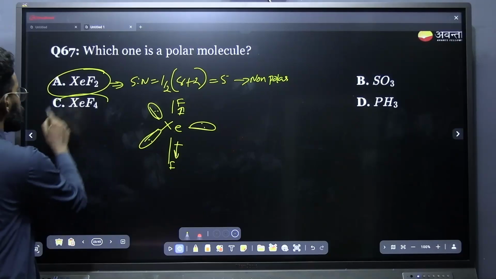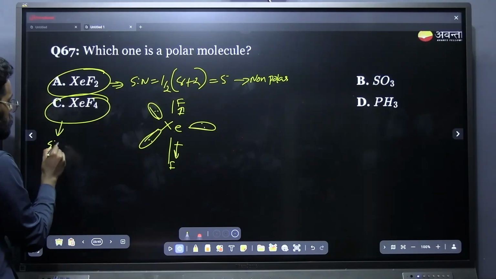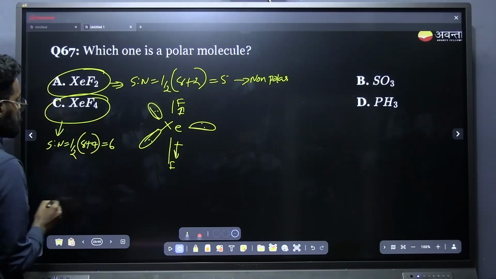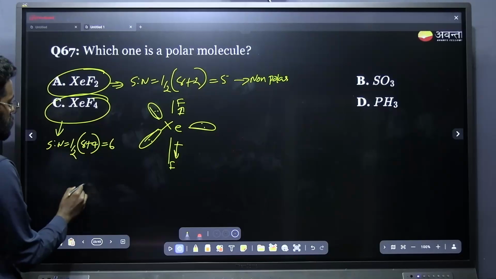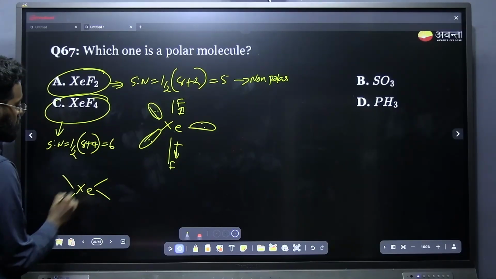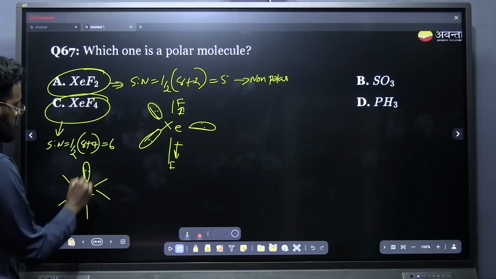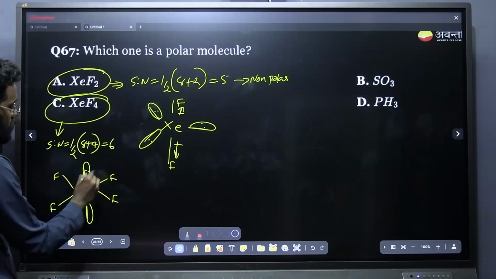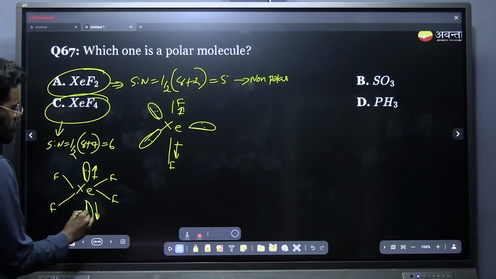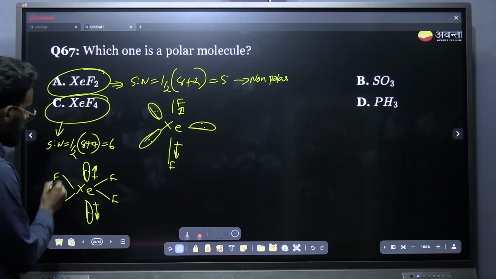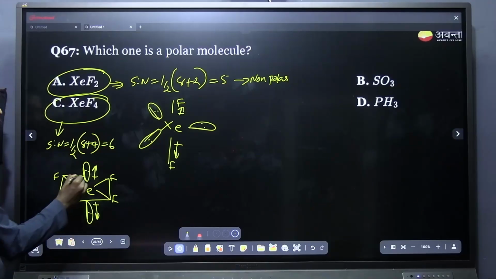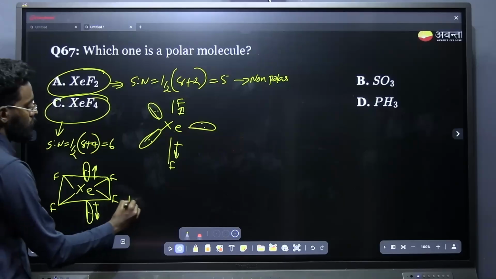What about XeF4? XeF4, the steric number, half into 8 plus 4, is equal to 6. Okay, 6 means it is octahedral, right? For octahedral, where will we be putting the lone pairs? We will be putting the lone pairs in the axial position, that we already discussed. Fluorine, fluorine, fluorine, fluorine. And here the lone pair in the upward direction is cancelled by the lone pair in the downward direction. The lone pairs and the fluorines are in a square planar geometry, and they will be cancelling their dipole moment. So here also the dipole moment value is equal to 0.